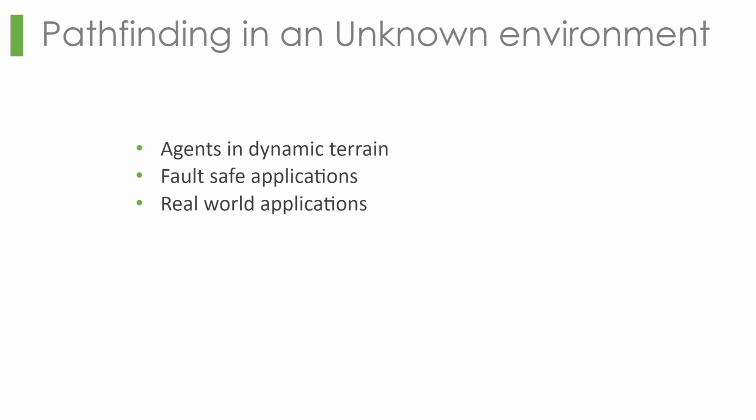Next up is applications of D star. Here are some real world cases where A star cannot be applied very well, such as agents in dynamic terrain, where the terrain changes as you walk through it, or you can't actually see the entire terrain. A good example of this is a maze, a robot in a maze. Some fail-safe applications where if some node graph breaks in the middle, you have to fix it very quickly, and it has to be very robust. And further real world applications, such as the robot in the maze.